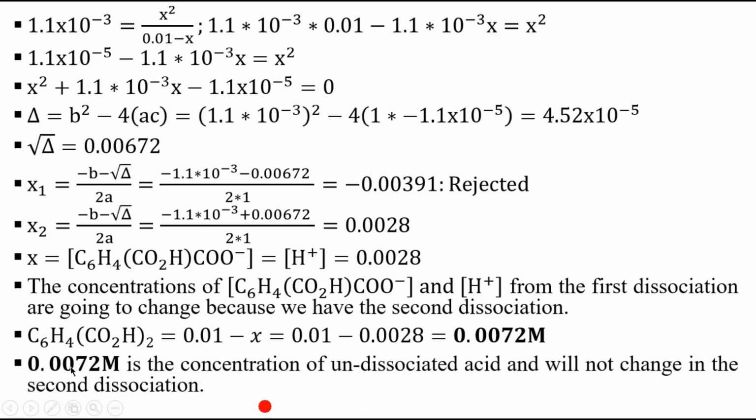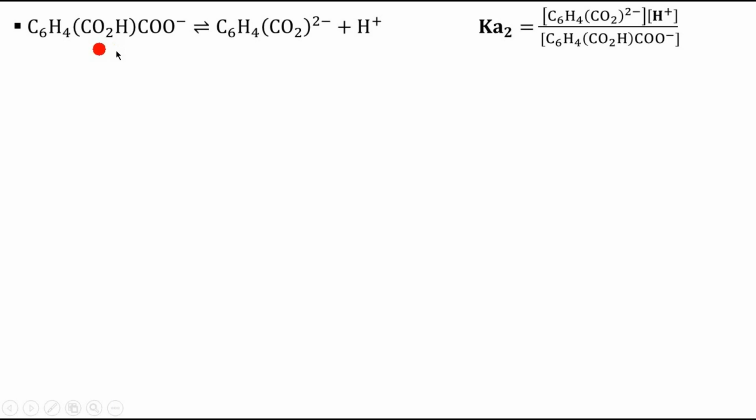So the 0.0027 molar is the concentration of undissociated acid and will not change in the second dissociation. This one does not involve the second dissociation. Let's see the second dissociation. So this one will dissociate to give H plus, and for this one we use the Ka2 that was given. So we use the ICE table.